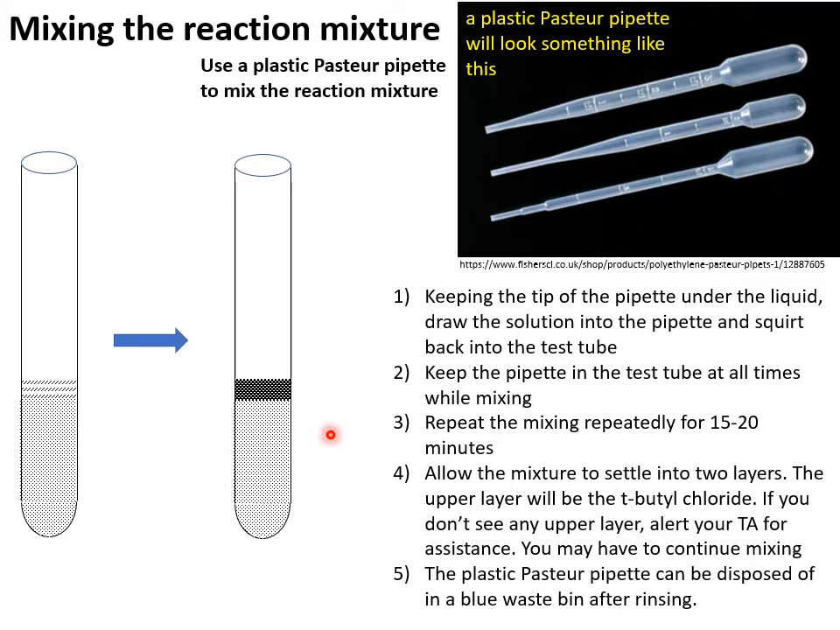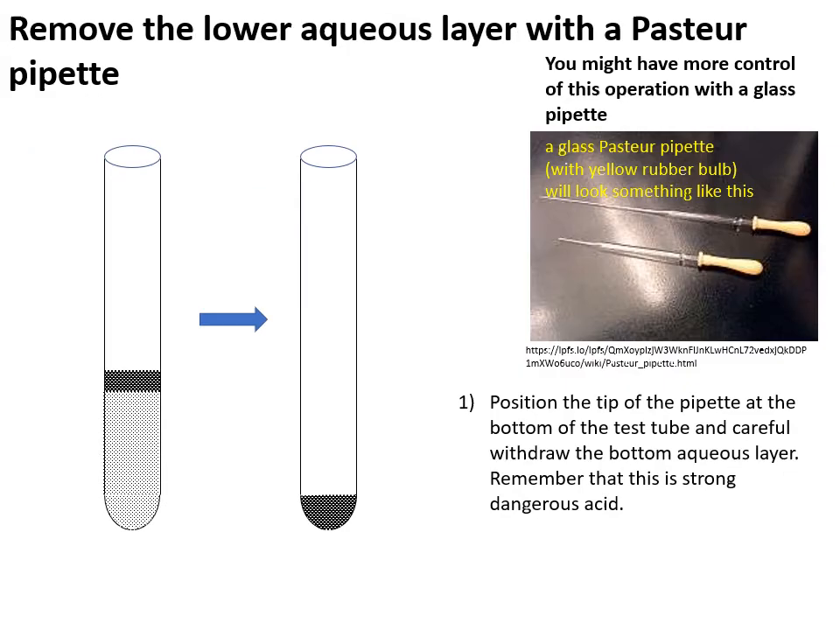The plastic pipette, again, as I said, can be disposed of in the blue container for anything contaminated with chemicals, right? That's where all that kind of waste goes. So once that time has passed, the 15 to 20 minutes, your reaction should have gone through. The next step is to remove the HCl from your product.